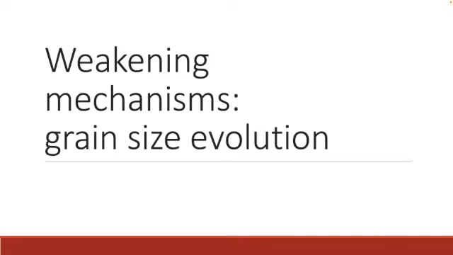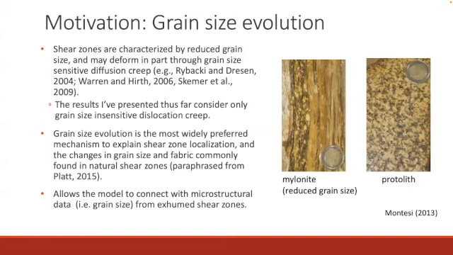And finally, I'll talk about work that I did during my postdoc at the University of Maryland with Laurent Montesi, incorporating the weakening mechanism of grain size evolution. Shear zones are characterized by reduced grain size and may deform in part through grain size sensitive diffusion creep. The results I've presented so far consider only grain size insensitive dislocation creep.